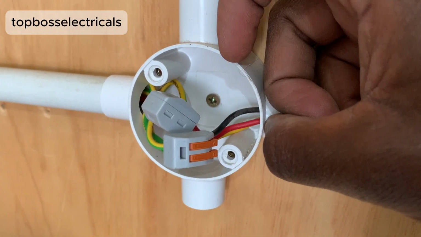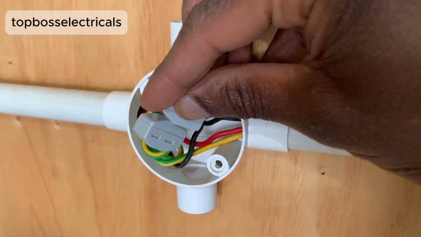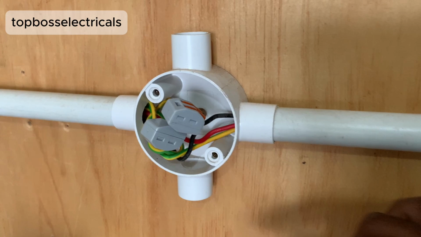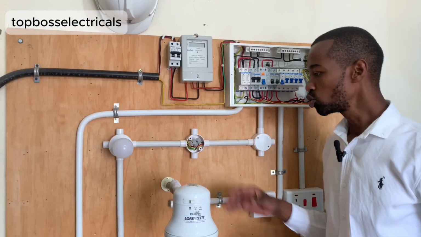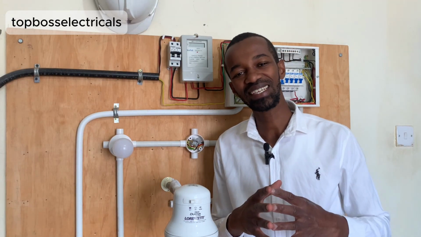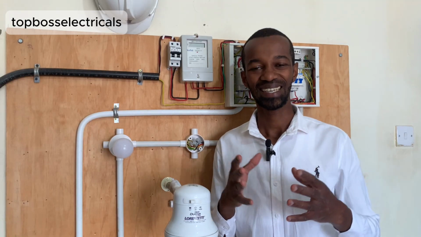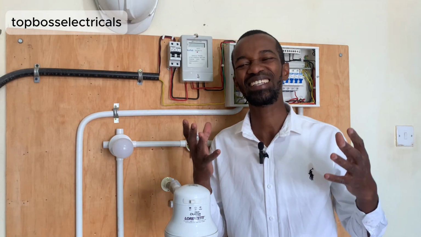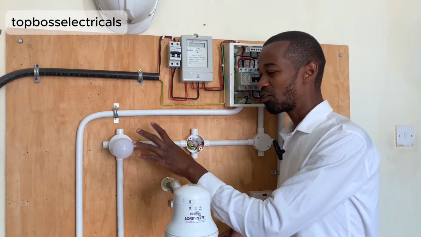When it comes to lighting, my top boss, you can either use a 1.5 or a 1.0 mm square cable because lights normally don't draw a lot of current. Do not use the wrong cables for lighting simply because it is a lighting circuit. Just like the name goes, my top boss, light doesn't really mean it is light. You have to really use a cable that is meant for lighting.